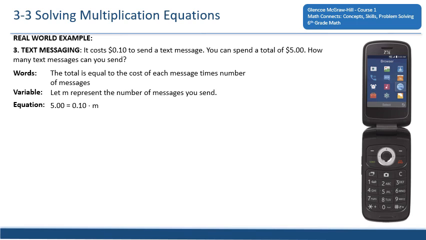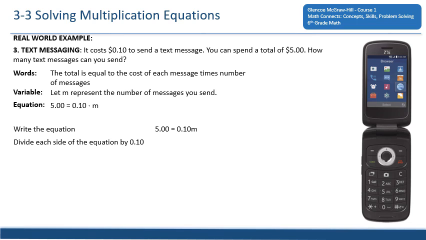So the equation would be $5 equals 0.10 times m. So that 0.10 stands for 10 cents, and m is the number of messages. So write the equation: $5 equals 10 cents times m, or 0.10m.